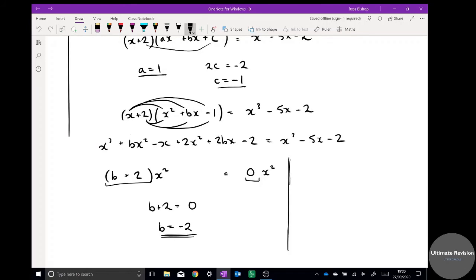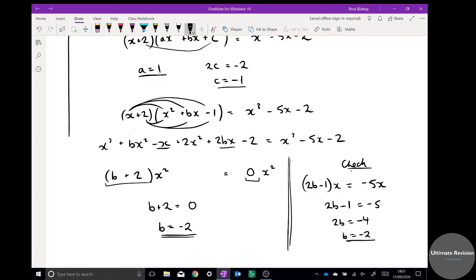And I could do a quick check using the x terms. My x coefficient, if I compare that one and that one, it's going to be 2b minus 1x equals minus 5x on the right side. So 2b minus 1 equals negative 5. And I get 2b equals negative 4, so b is the same, minus 2.